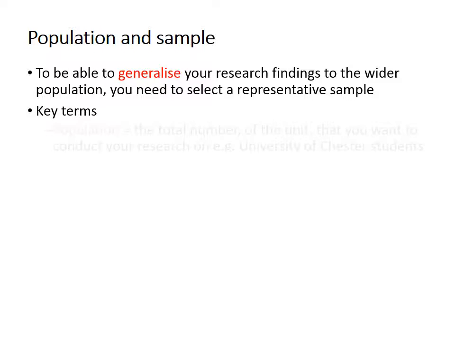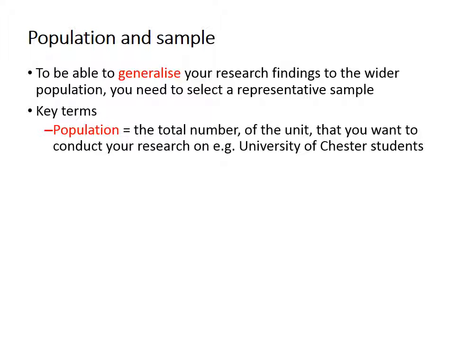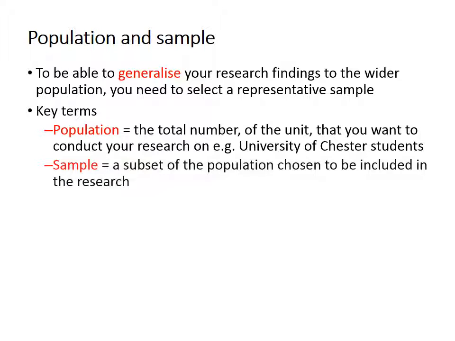We need to think about the key terms involved in this. The population is the total number of whatever it is you're going to select from. So it could be the total number of teachers within your school. It could be the total number of pupils within the school. That is your population. The sample is the subset of the population, and it's this sample that is going to be included in your research.